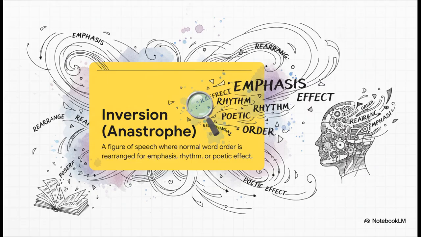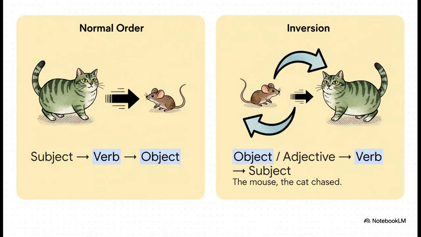But all it really is, is rearranging a sentence. You take the normal word order and you just flip it around to achieve something special. Maybe you want to add emphasis, create a certain rhythm, or get a rhyme to land just right. So here's how it works.